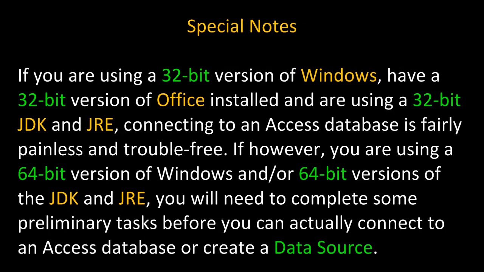Here are some special notes. If you are using a 32-bit version of Windows, have a 32-bit version of Office installed, and are using a 32-bit JDK and JRE, connecting to an Access database is fairly painless and trouble-free. If, however, you are using a 64-bit version of Windows and/or 64-bit versions of the JDK and JRE, you will need to complete some preliminary tasks before you can actually connect to an Access database or create a data source.